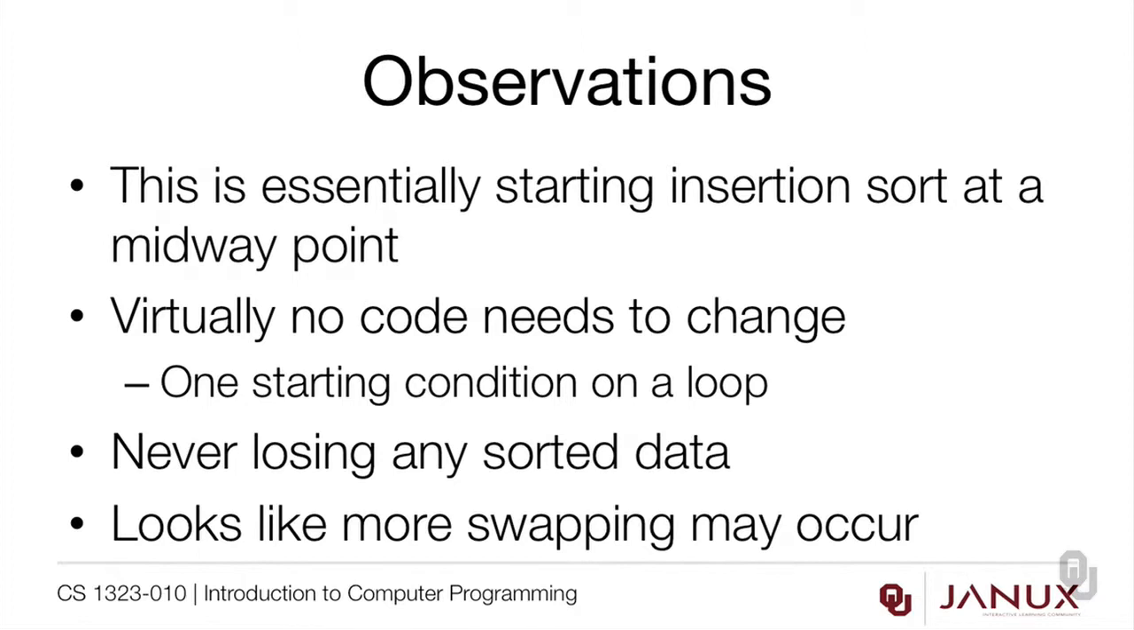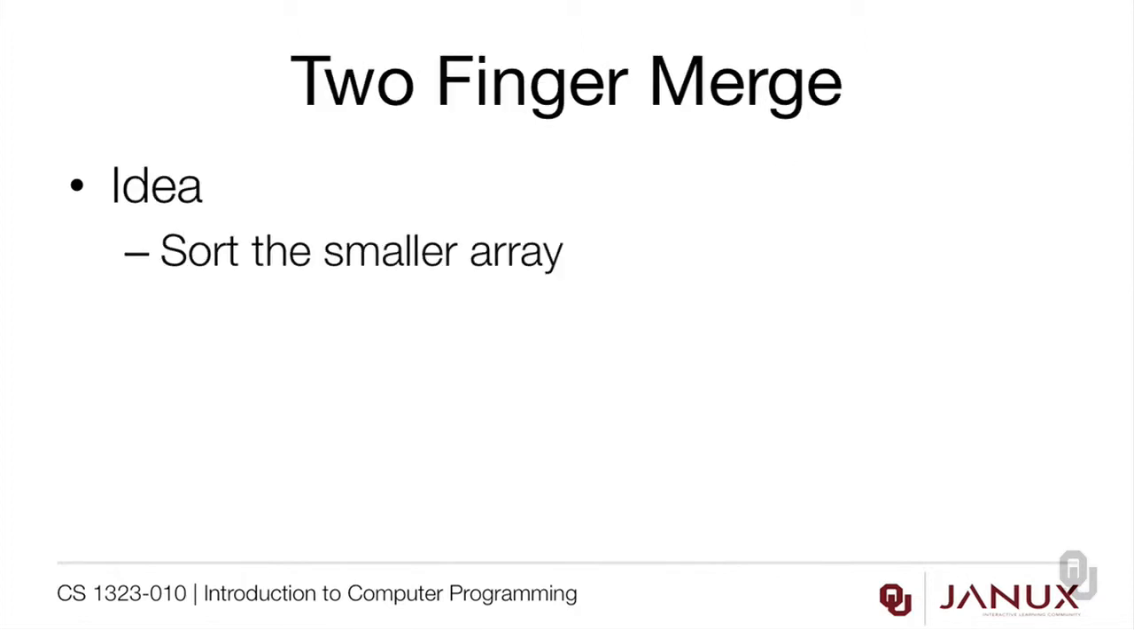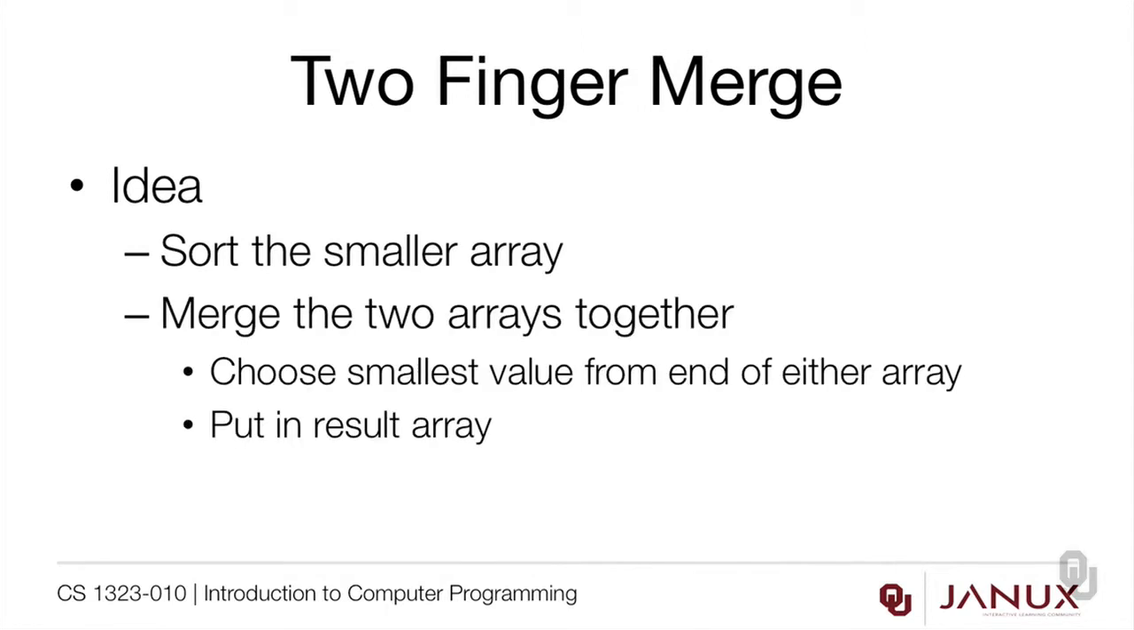Now let's look at a third choice. This choice is called Two-finger Merge. The idea behind it is you should sort the smaller array too. Now that we could use Arrays.sort for. And then merge the two arrays together. So what you do is choose the smallest value from the front of either array and put that in the result array. Let me show you a picture.